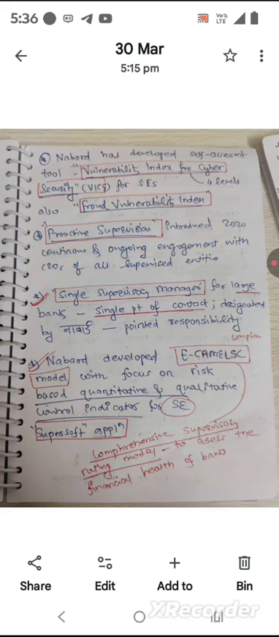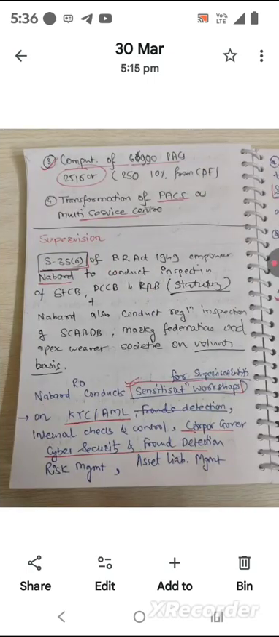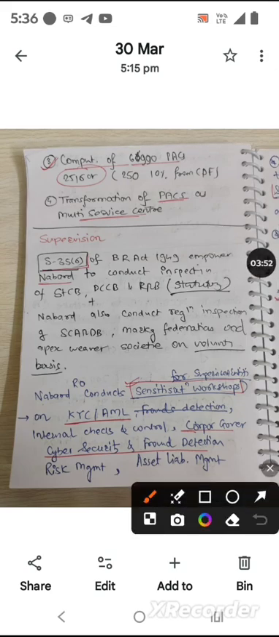Then further, NABARD regional offices conduct sensitization workshops for supervised entities. Why is there a need for sensitization on very recent topics, or topics yet to be fully developed, like KYC and anti-money laundering, corporate governance norms, cybersecurity, fraud detection, misappropriation, and risk management? On these different topics, NABARD conducts sensitization workshops, and supervised entities, especially the CEOs, should participate in those workshops.